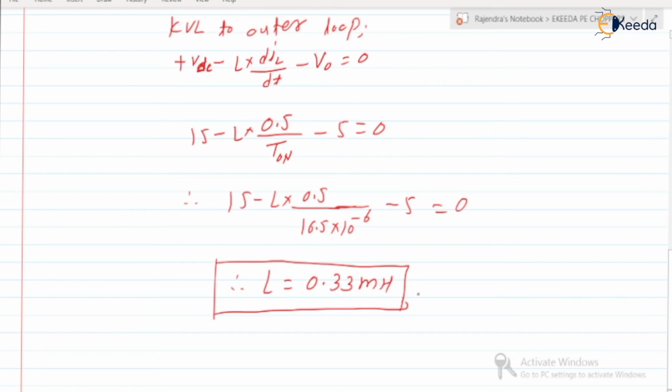Are you getting the point? Okay, so L is equal to 0.33 millihenry, right? Next, the third bit, the filter capacitance they have asked. Okay, filter capacitance we need to find. In order to find the filter capacitance, they have given the delta Vc, and we have the expression for delta Vc as well.